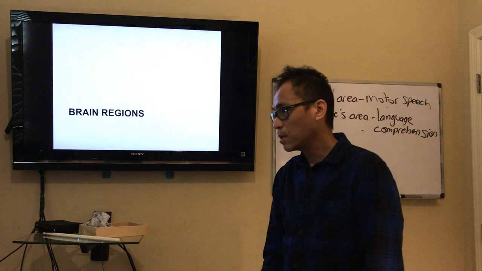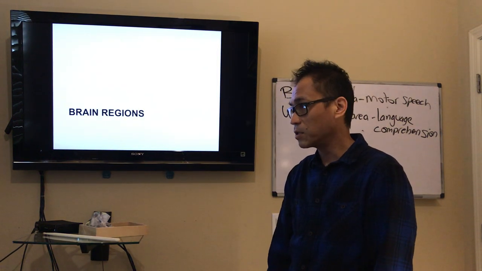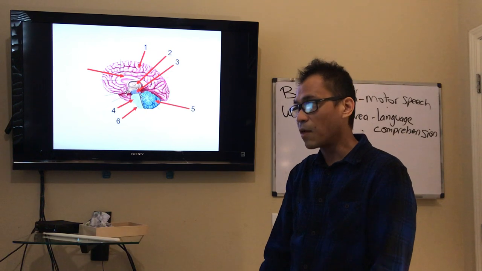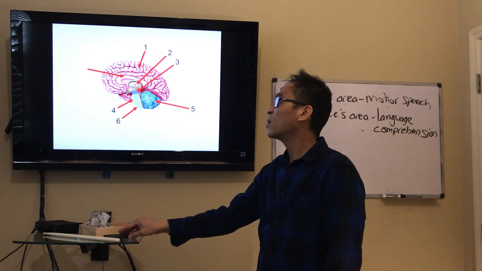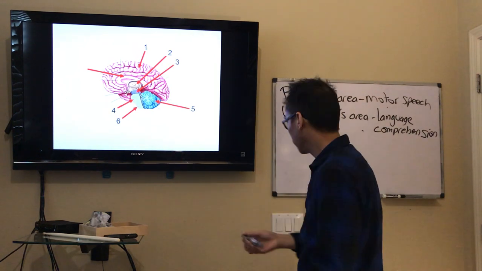Moving on, brain regions. We've been talking about mostly the cerebral hemispheres and the cerebral cortex, but there are other divisions of the brain. So number one is what we've been talking about, the brain or cerebrum.